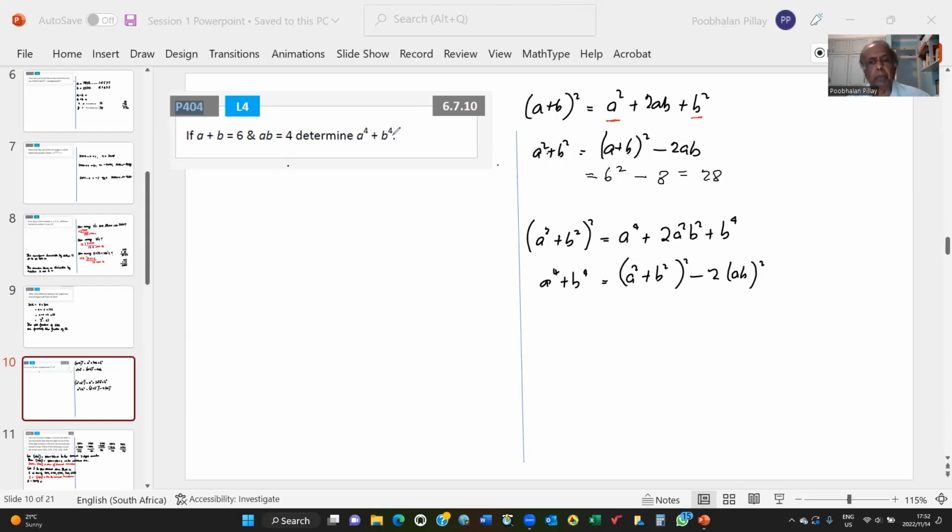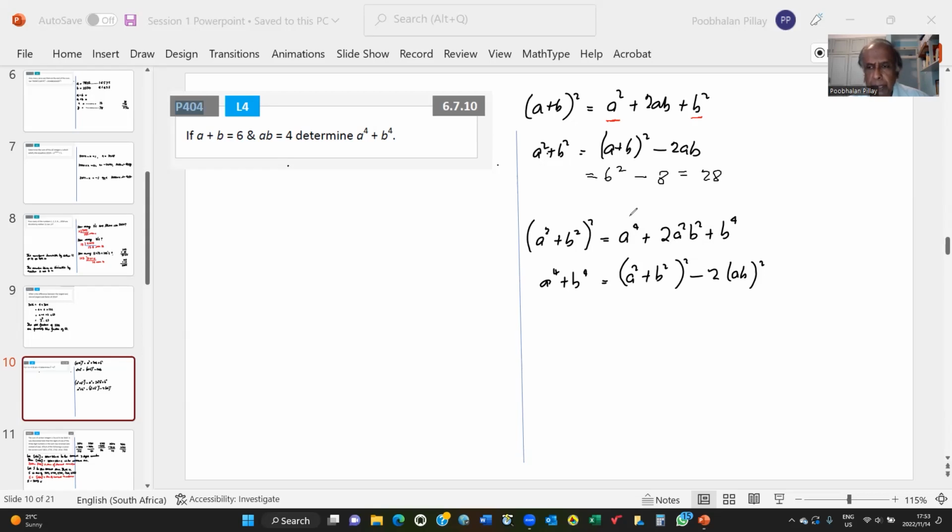Now to get to a to the 4th plus b to the 4th, you perform the same trick. Because if you square this, then you are going to get a to the fourth plus b to the fourth in that expansion, but there will be a middle term. So let's do exactly that. A squared plus b squared, we squared it, and you get a to the fourth plus b to the fourth, and this is the middle term, 2 times a squared times b squared, all right?